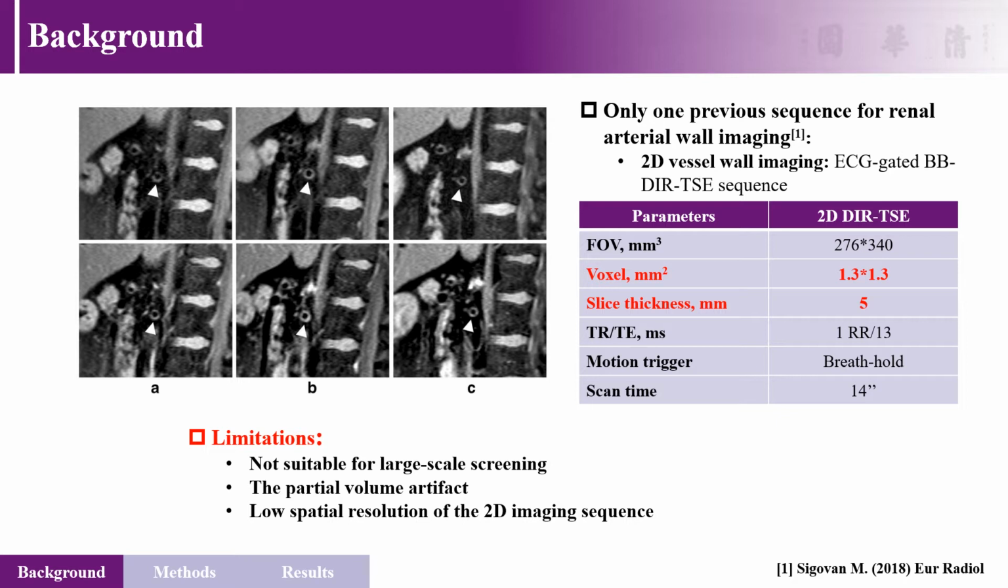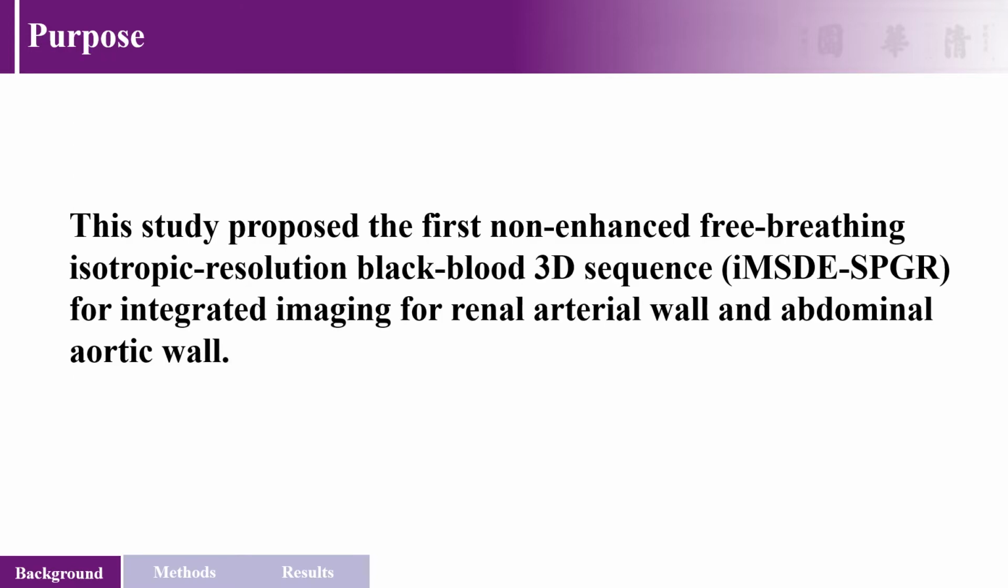Besides, renal arteries are very tortuous vessels, which will introduce severe partial volume artifact when 2D imaging is used, especially with its 5 mm slice thickness. And the spatial resolution of the sequence is only 1.3 by 1.3, which is too low. This study proposed the first non-enhanced free-breathing isotropic resolution black blood 3D sequence, iMSDE-SPGR, for integrated imaging of the renal arterial wall and abdominal aortic wall.